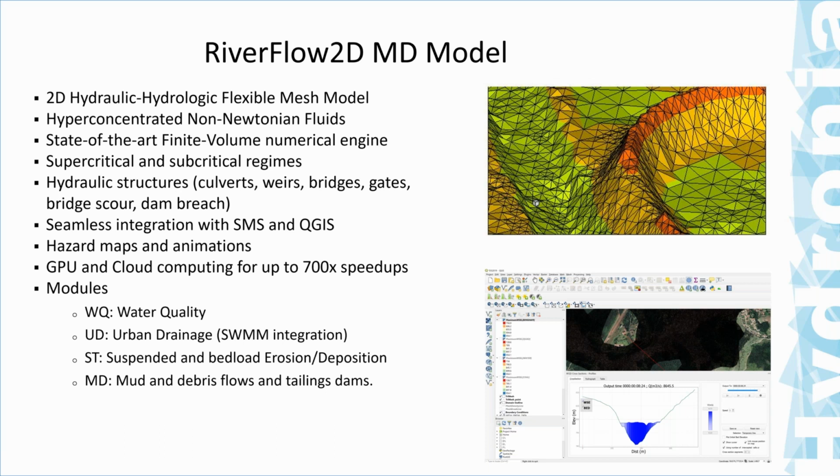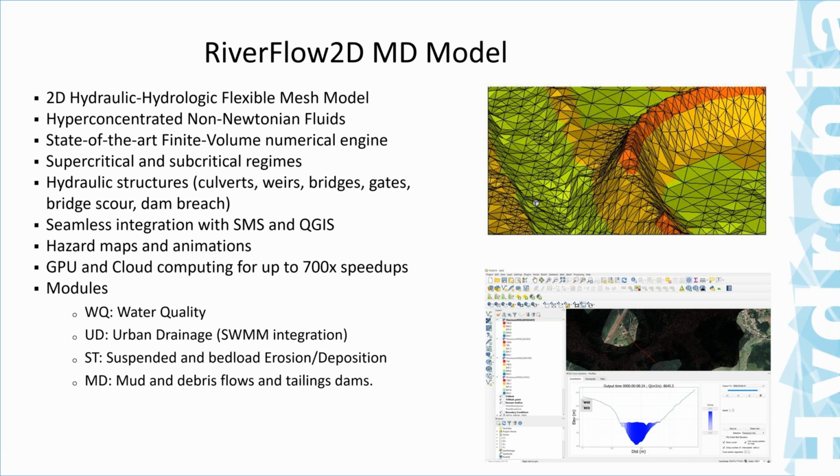The program has a hazard map and animation tool that helps a lot in understanding the hazard that can occur due to these events, and also to visualize the model results. The model runs in standard CPU computers, which is any computer that you can find off the shelf. But also, if you have an NVIDIA GPU card, the model can run significantly faster because it takes advantage of the parallelization that you can do in the GPU card.